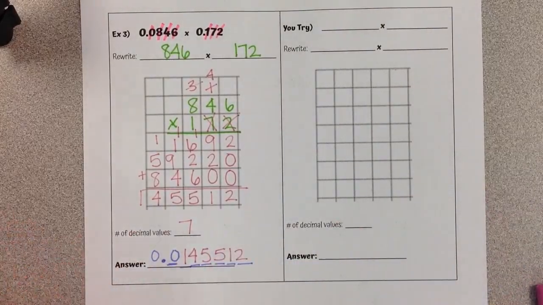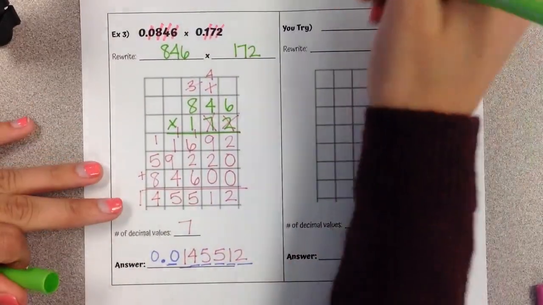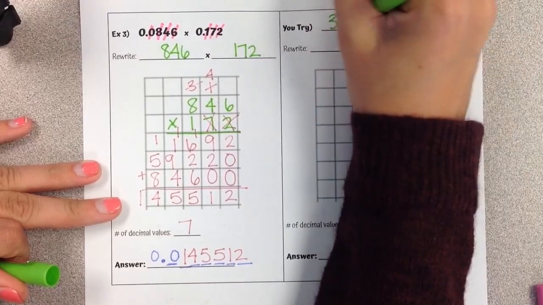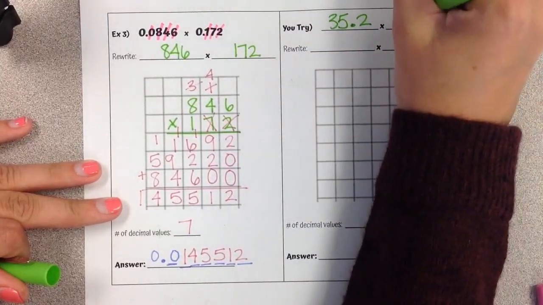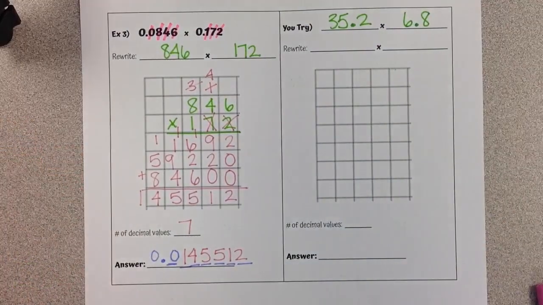All right, for the you try, I would like you to do 35 and 2/10 times 6 and 8/10. Go ahead and try that.